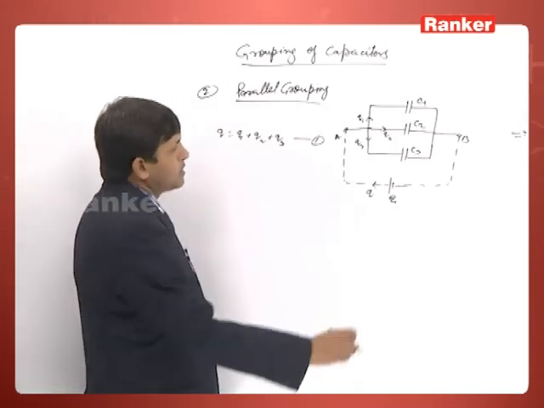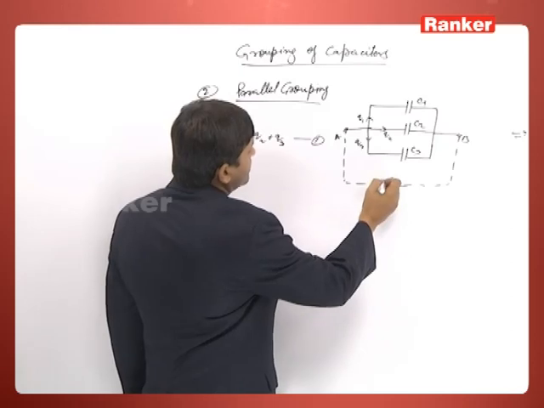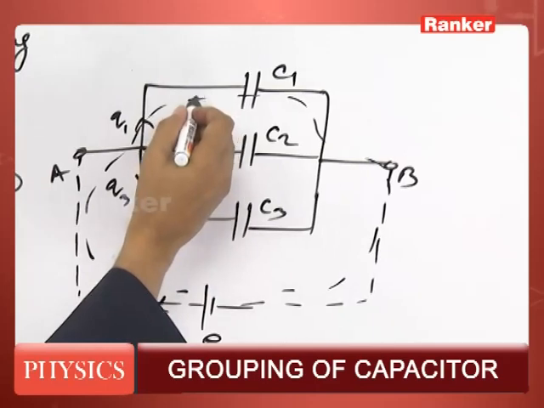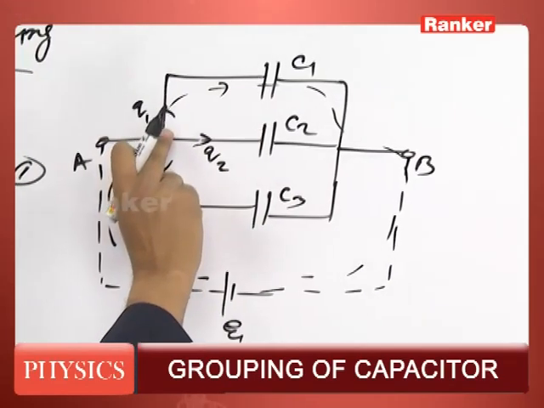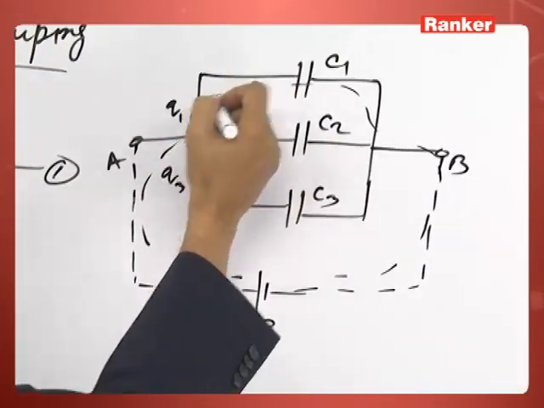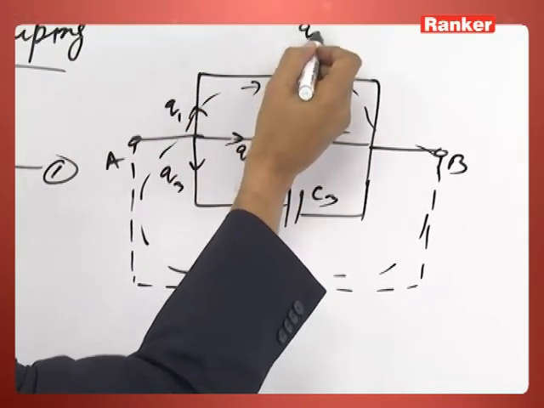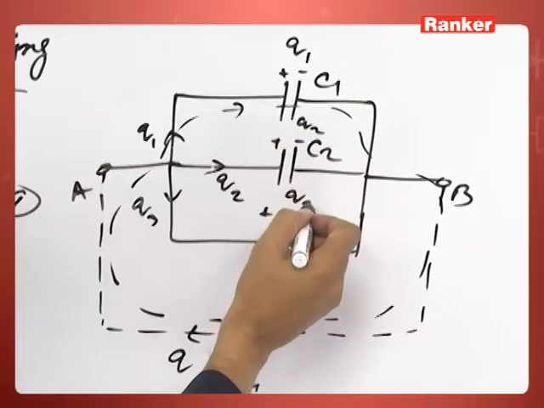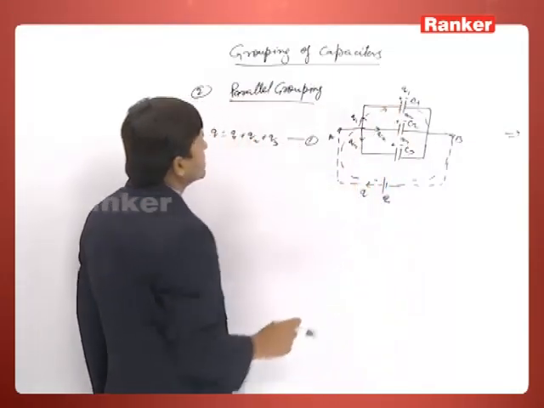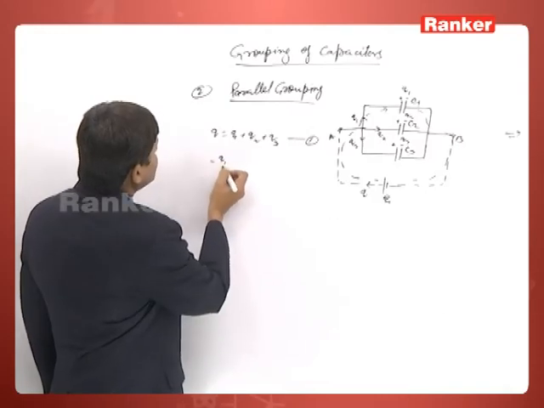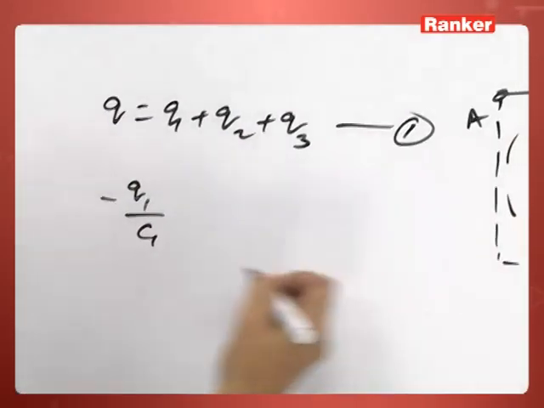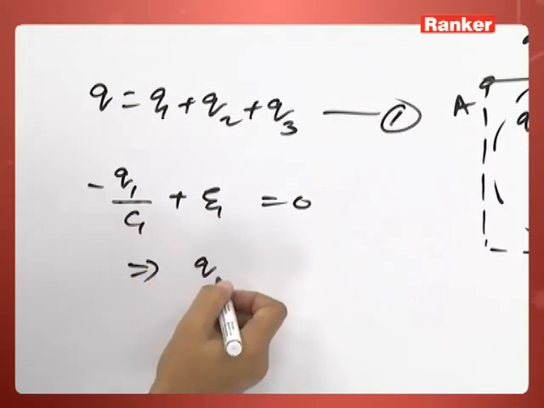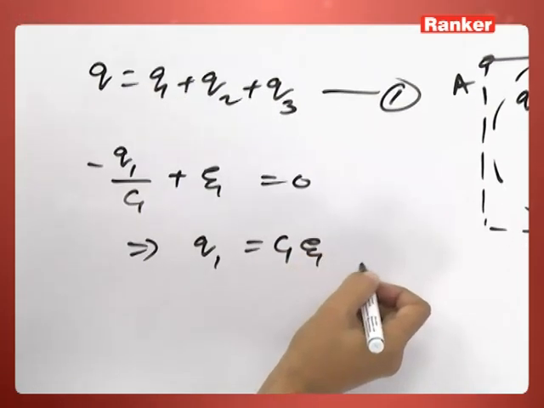Now we can apply Kirchhoff's second law. First we take the outer loop like this. If we are moving through the outer loop, starting from here, Q1 charge is coming here, Q2 charge here, and Q3 charge here. Going through that path, we can write minus Q1 by C1 plus cell E, which is 0. So this is written as Q1 is equal to C1 into E.